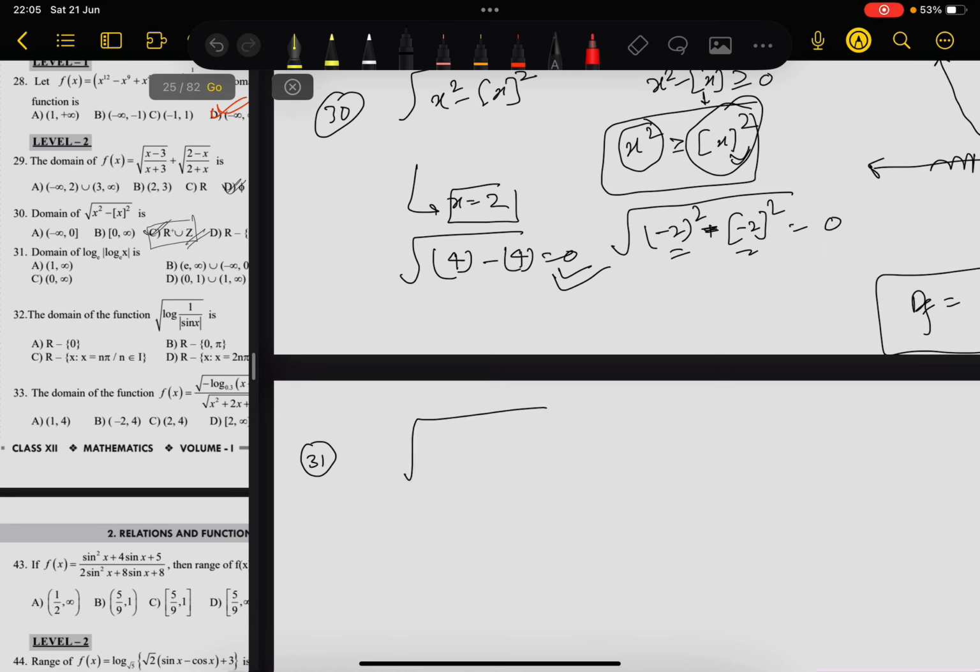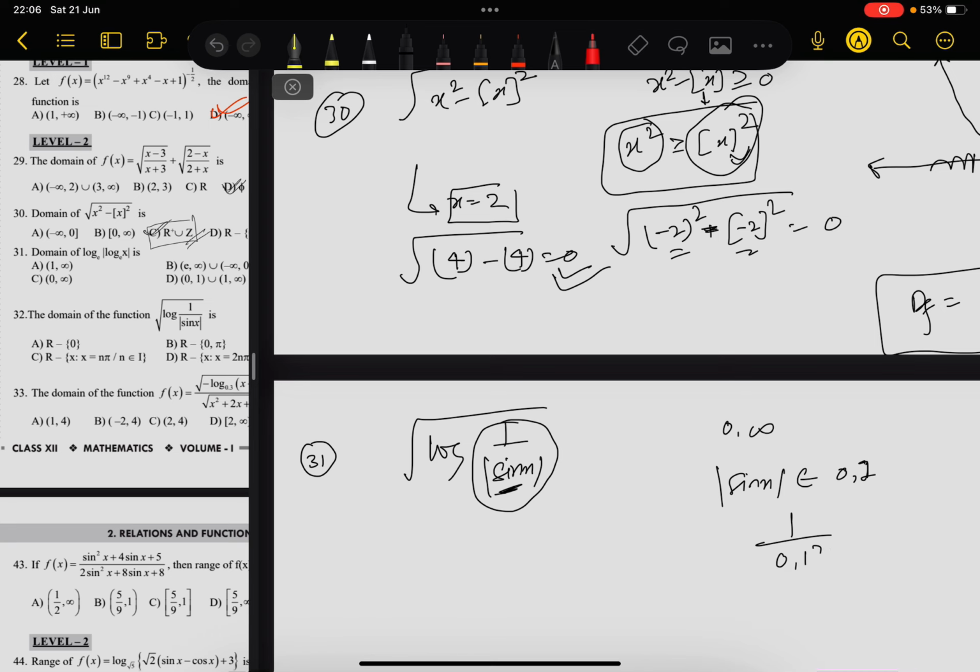right? So it is root of log of 1 upon sine mod x. So here first of all, log should be defined, and this argument of log also should be defined, and that should be 0 to infinity. So because of this mod, because sine mod x belongs to 0 to 1, right? So for 0 to 1, this log of 1 upon 0 to 1, 1 upon 0 to 1.